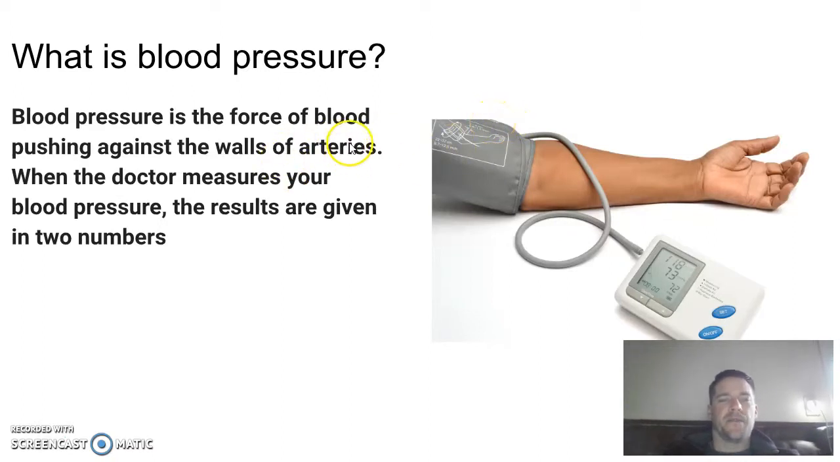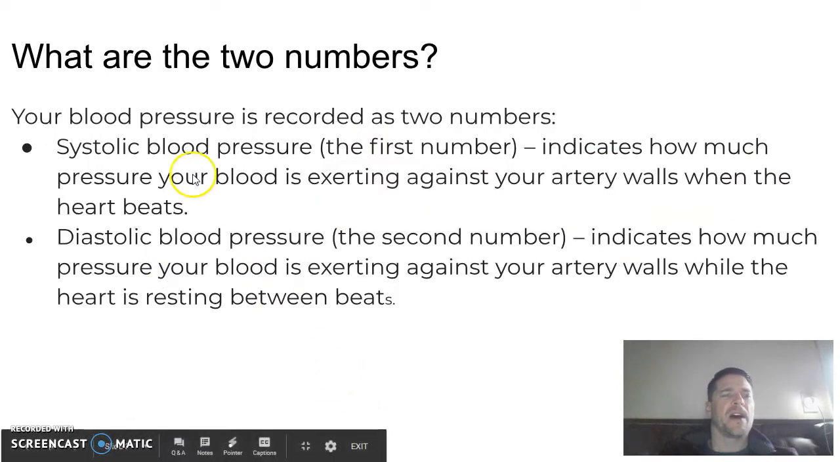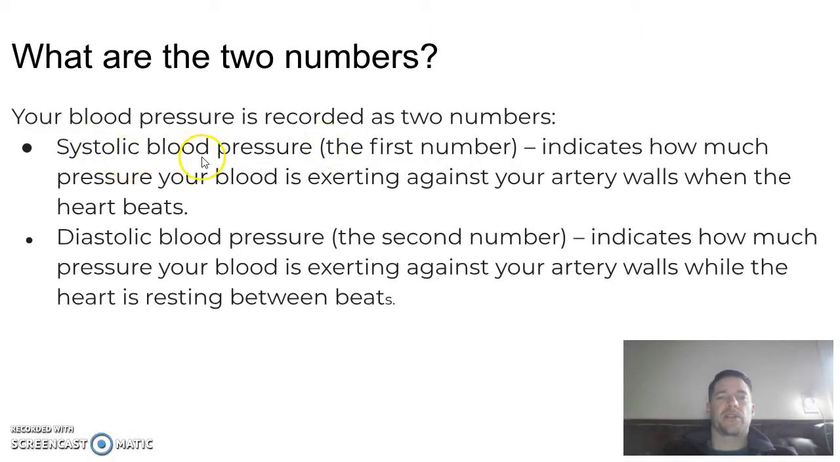Arteries are the blood vessels that carry blood to your heart. So it measures the pressure within those arteries and how it responds. Let's talk about these two numbers here. We have systolic blood pressure. That's the first number. This indicates how much pressure your blood is exerting against your artery walls when the heart beats. So your heart beats and it exerts some pressure, all right?